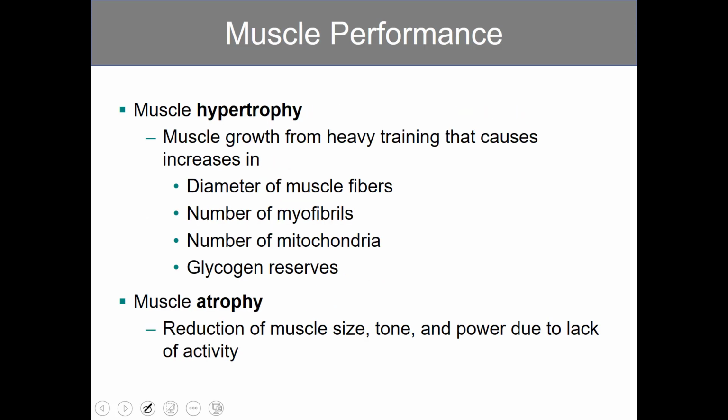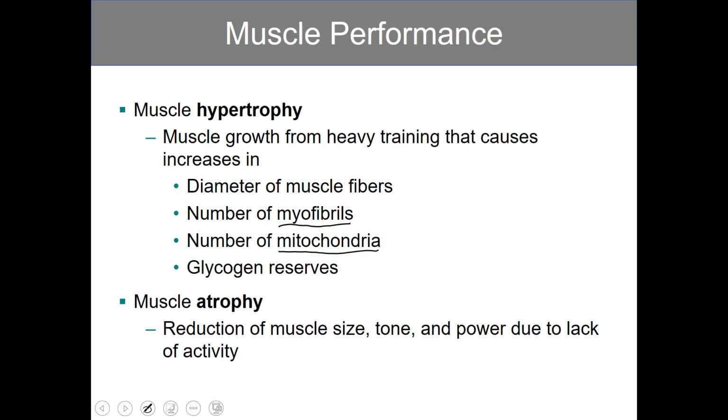Muscle hypertrophy is a growth of the muscle, and we can increase the size of our muscle through heavy training. That causes changes in the diameter of the muscle fibers and the number of myofibrils present within the muscle fibers. We can increase the number of mitochondria so that we can increase our endurance by providing aerobic metabolism for muscles to generate ATP, and we can also increase the glycogen reserves.